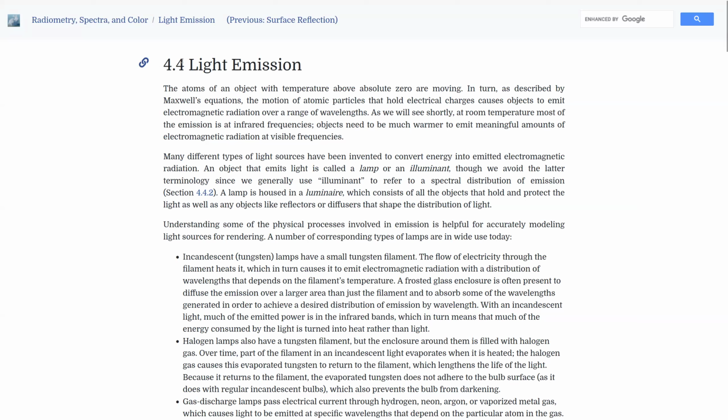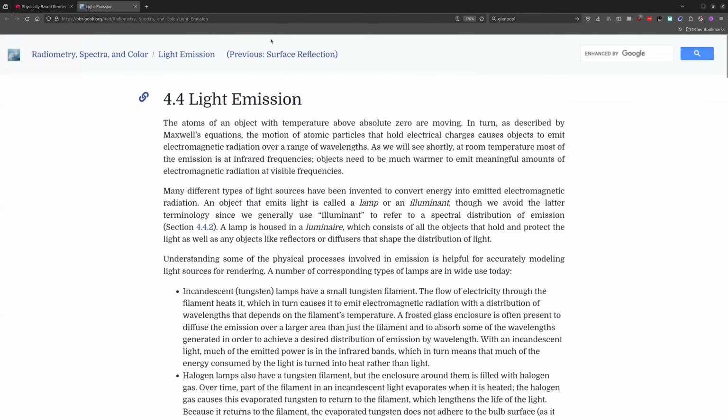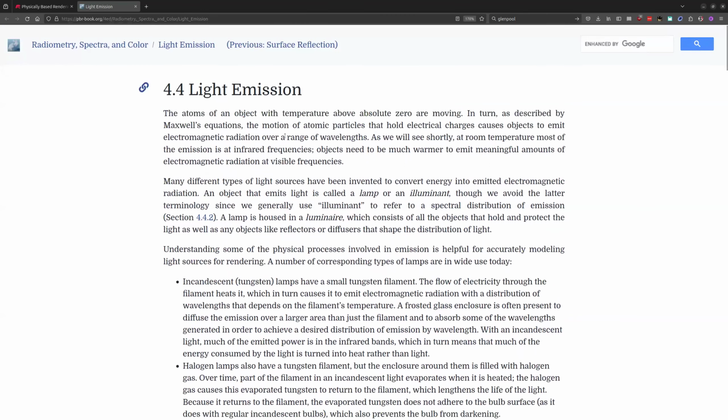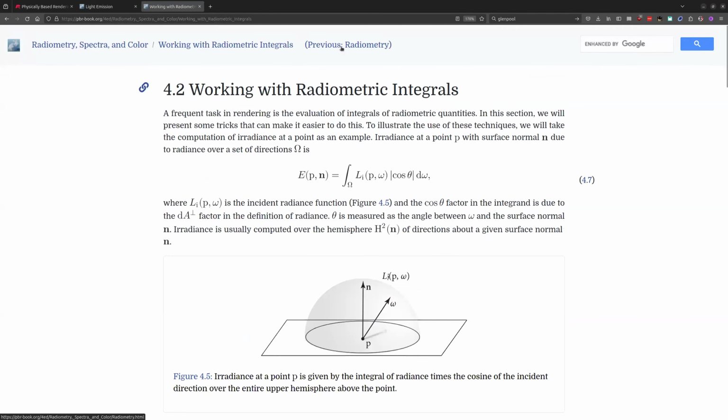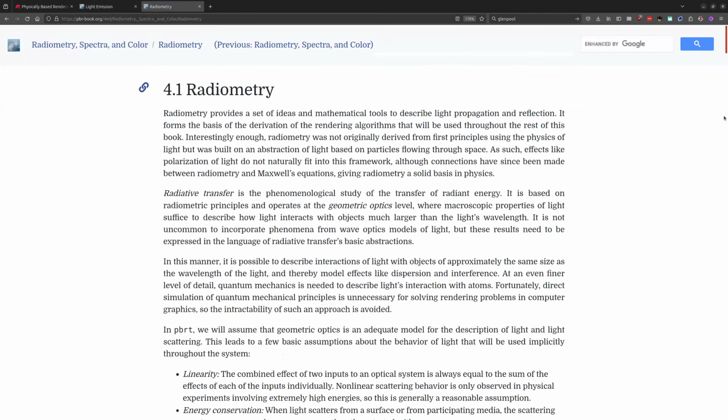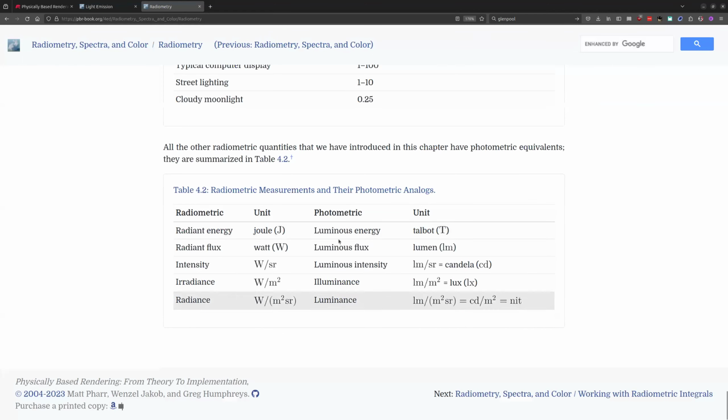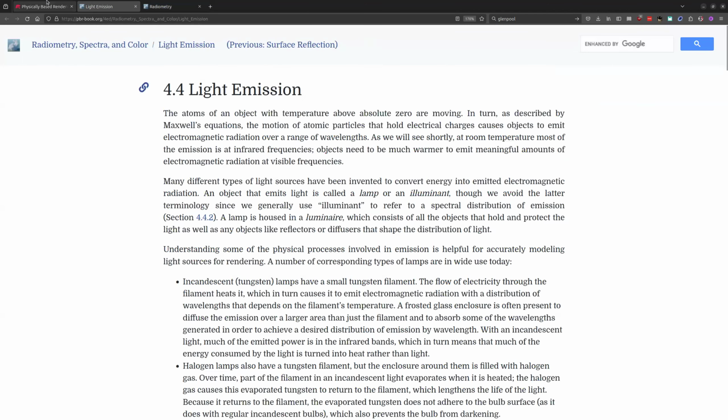Well, let's get started this week looking at the light emission chapter, continuing on from surface reflection. Actually, I don't want full screen because then I can't see tabs if I have them. I wanted to go two chapters back because this one has all the radiometry stuff and it's a useful reference.